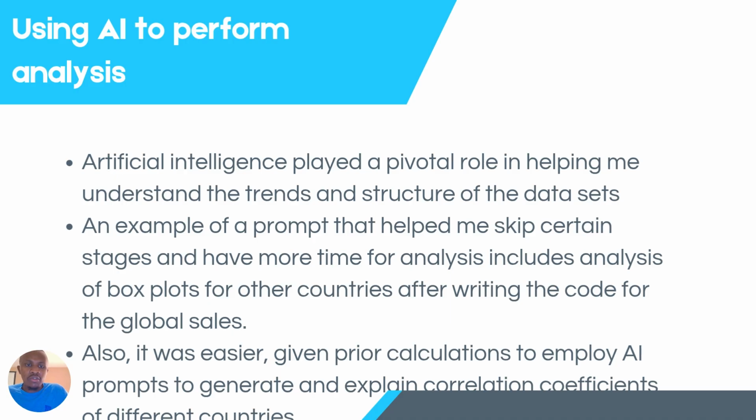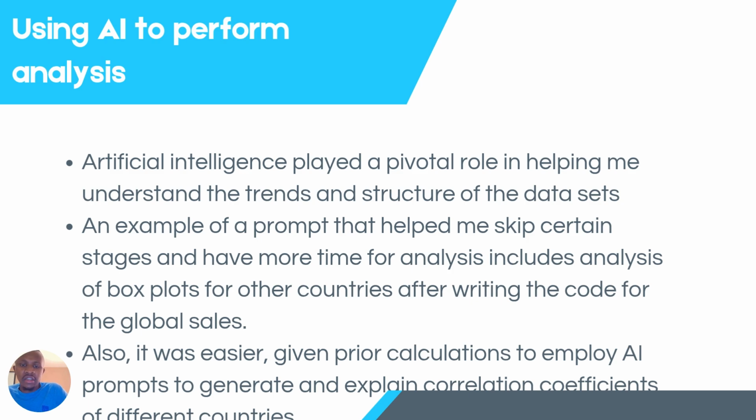An example of a prompt that helped me skip certain stages and have more time for analysis is when I was analyzing a box plot for other countries. After doing my global sales, if I wanted to do Japan, it was just simple. And if I wanted to do North America, it was just simple. You just change to North America. Ask AI to change that one for you.